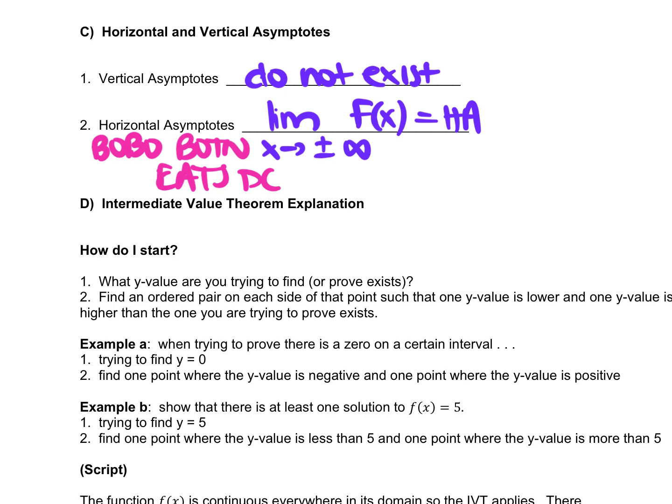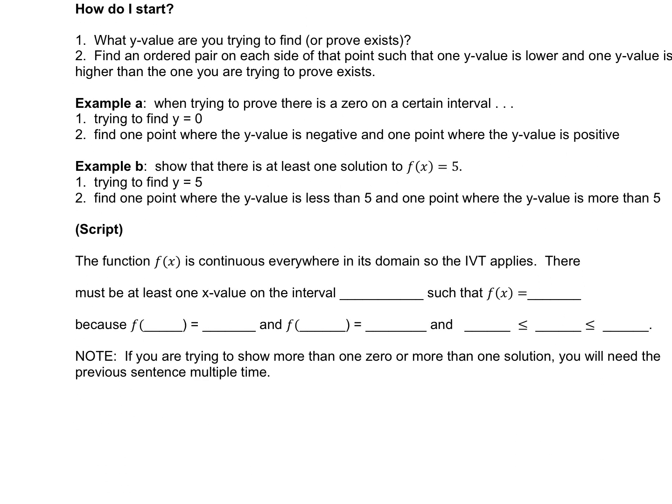So how do I start? What y value are you trying to find or prove exists? If I want to prove that y equals 2, then I have to find an ordered pair on each side of y equals 2 to show that one y value is lower and one y value is higher. So an example, if you are trying to find or prove that there is a 0, you need to find one point where the y value is negative and one point where the y value is positive to show that it goes through 0 in the middle. If you're trying to show that there is at least one solution to y equals 5, you need to find one point where the y value is less than 5, one point where the y value is more than 5. And here's your review of your script.